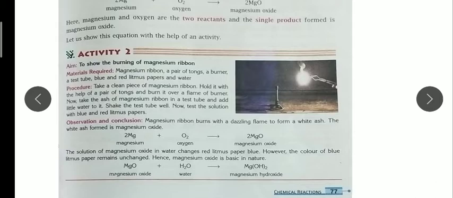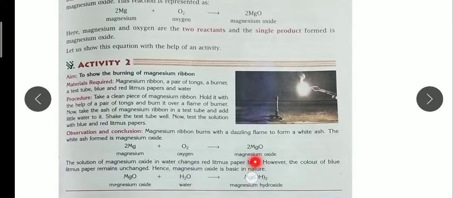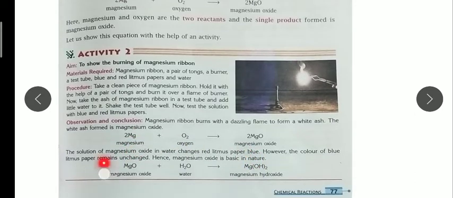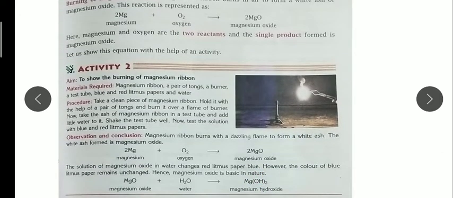You can see here the solution of magnesium hydroxide in water changes red litmus to blue, but with magnesium oxide it remains unchanged. So we can see that magnesium hydroxide is basic in nature, whereas magnesium oxide is not basic in nature. So here you can read it.